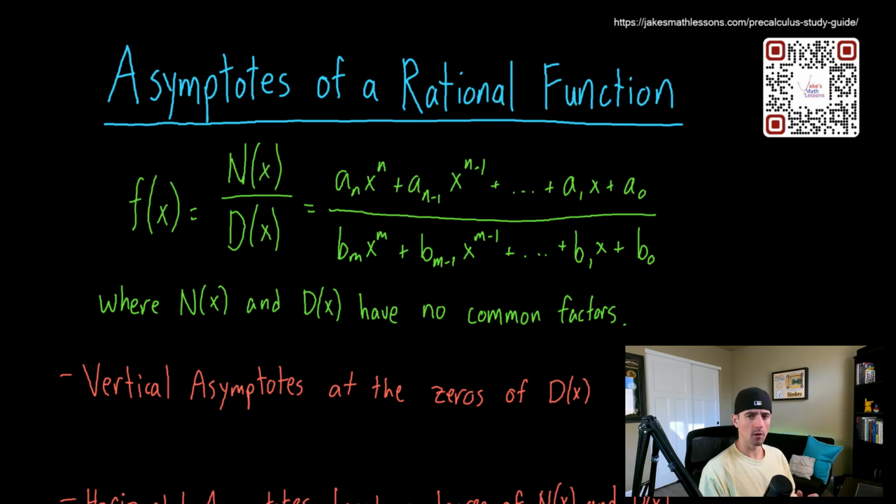Today we're going to continue our discussion of rational functions. I've made a few videos recently about polynomials and rational functions. We're going to continue on that a bit, talking about asymptotes of rational functions, both vertical and horizontal.